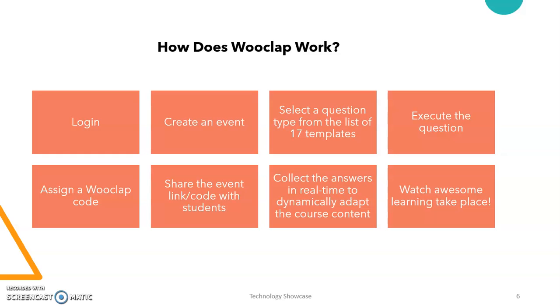Next, you will execute the question. This means either populating the answers or setting up the parameters of the activity. Then you will assign a code. This is the code students will use to access the activities. Then you will share the link and code with your students. They can also use this code to access asynchronous material.